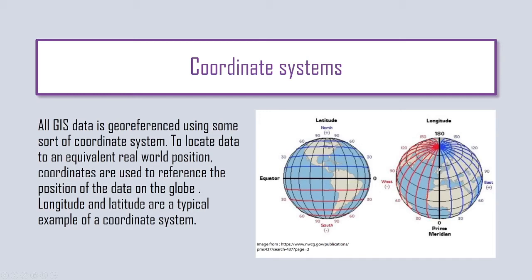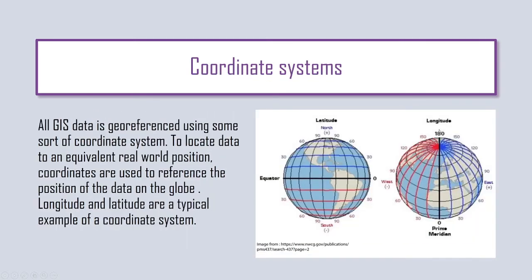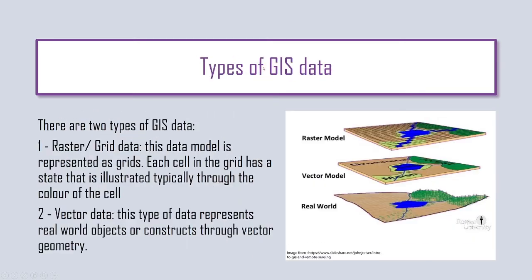Where it will be kind of -2 and 53 longitude and latitude. And then we project it onto a 2D plane, and this will be a grid as well, corresponding to the same grid that we have here. So we have two types of GIS data. We have raster and vector, similar to the differentiation in Photoshop and Illustrator.